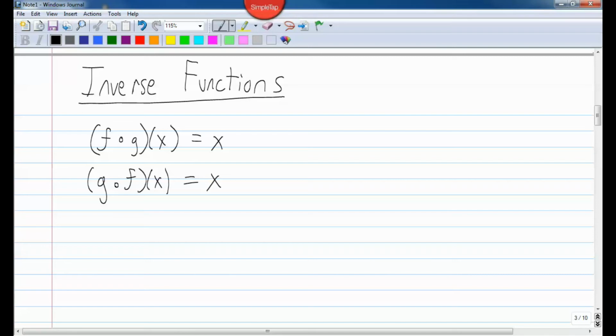So two functions are inverses of each other. Let's say the two functions were f and g. If the composition of the two functions both ways is both equal to x. Not both equal to the same thing, that's not what I said. Both equal to x, x to the first power. Okay?